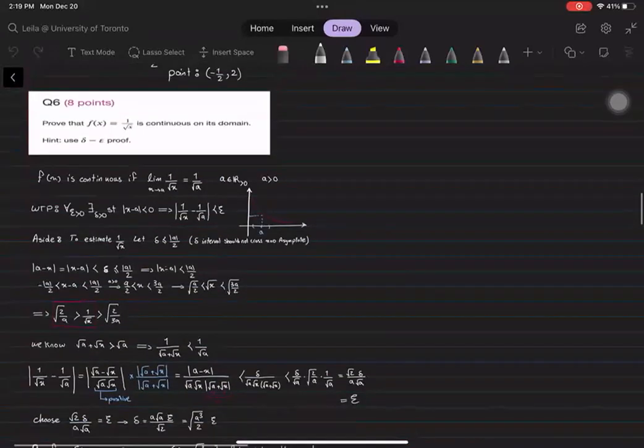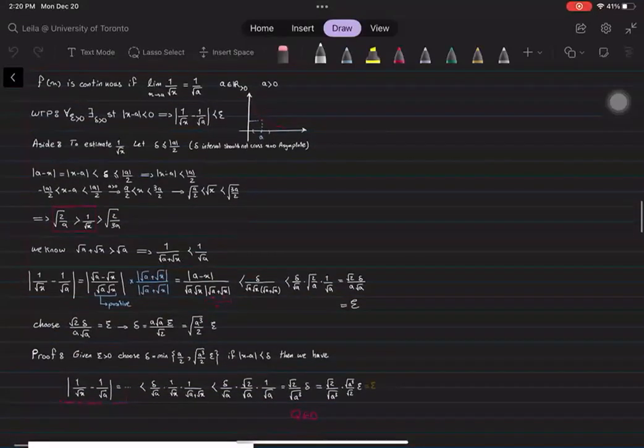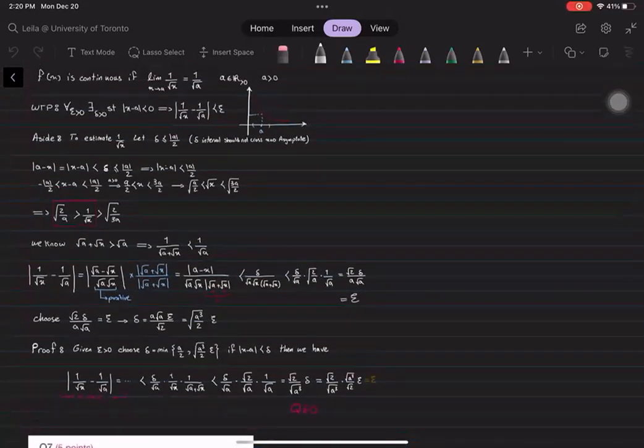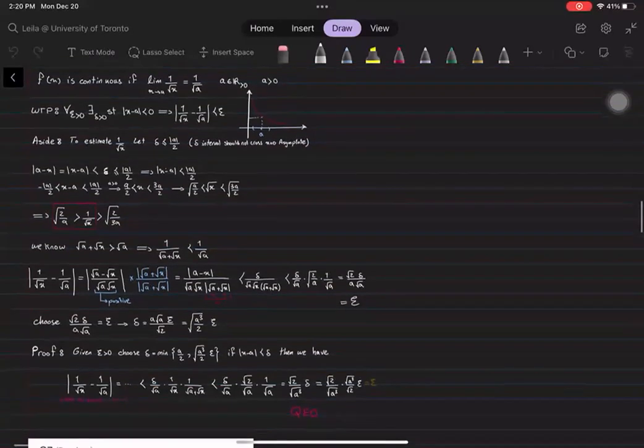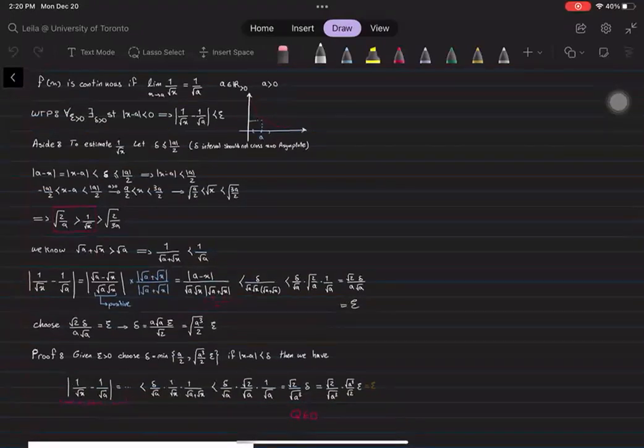For question 6, it asks you to prove that it's continuous, and then you want to use that delta epsilon. We didn't have a bonus question, but I'm not sure if you will or not. The way you do continuity is, first you pick a delta. You can pick your delta equal to a divided by 2. Then you can prove that the limit exists at that point. That shows that it's continuous.